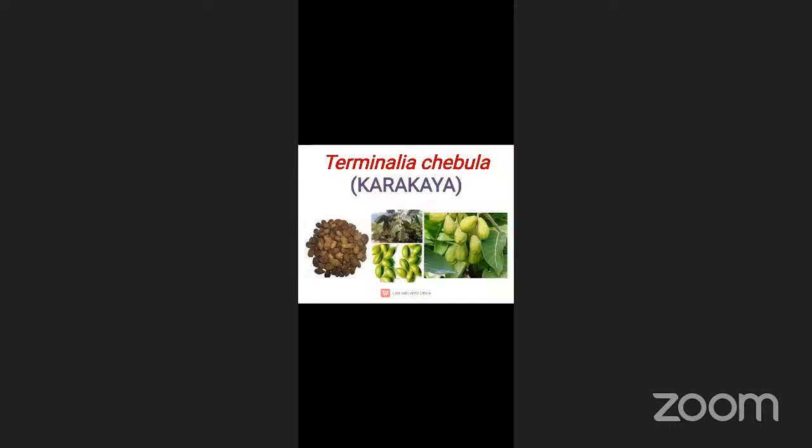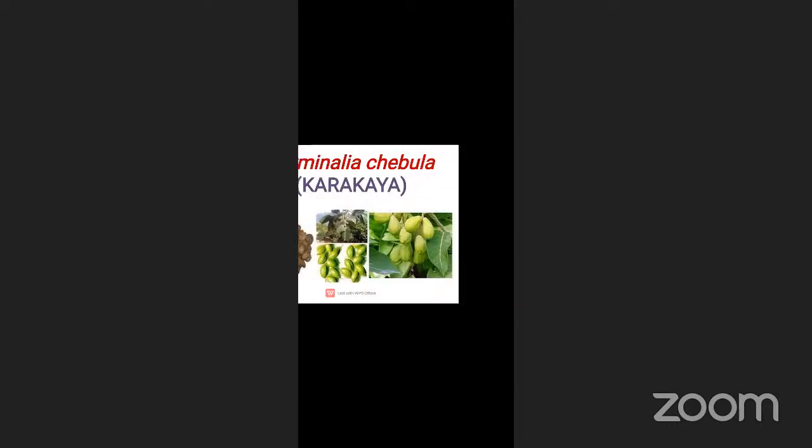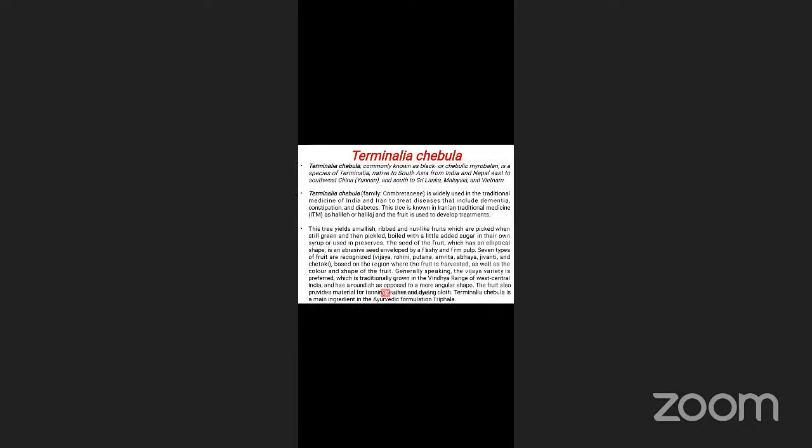The next one is Terminalia chebula, that is Karakkaya. Terminalia chebula, commonly known as black or chebulic myrobalan, is a species of Terminalia native to South Asia from India and Nepal east to Southeast China, Yunnan, and south to Sri Lanka, Malaysia, and Vietnam. Terminalia chebula, family Combretaceae, is widely used in traditional medicine in India and Iran to treat diseases that include dementia, constipation, and diabetes.